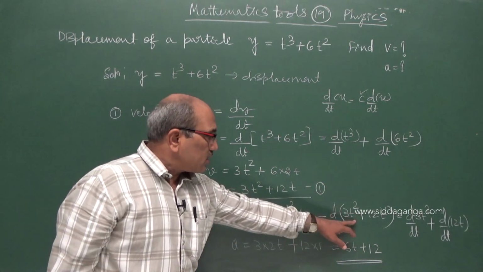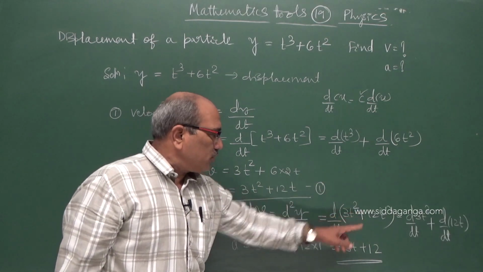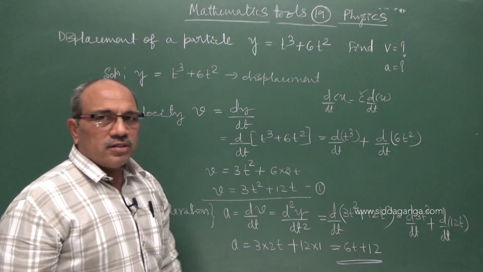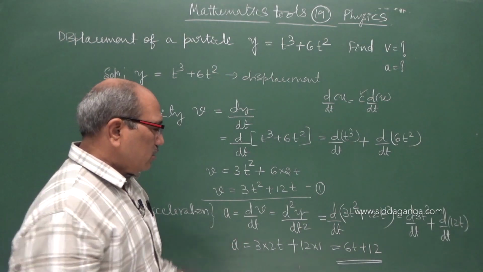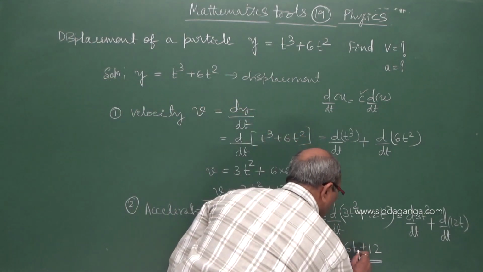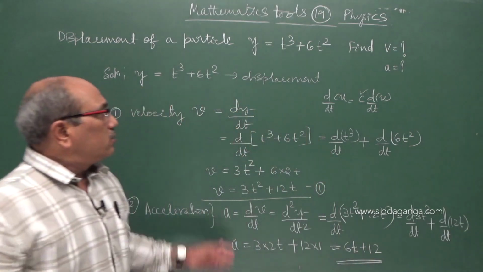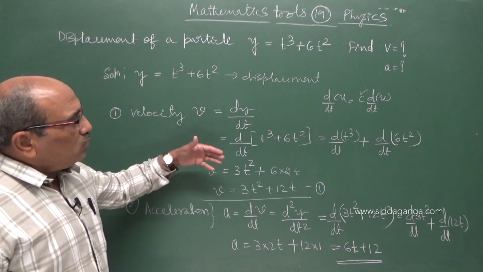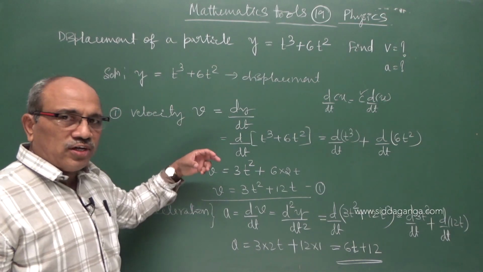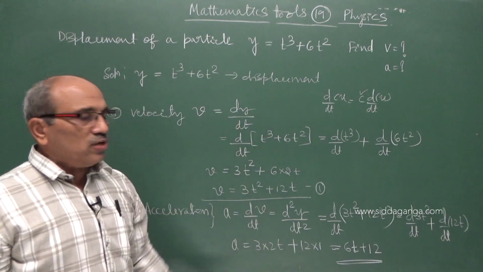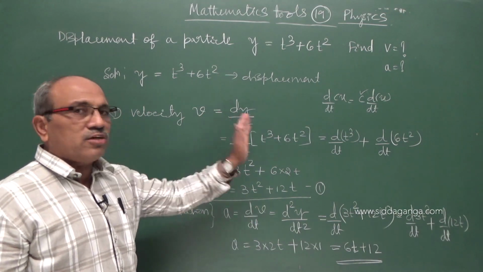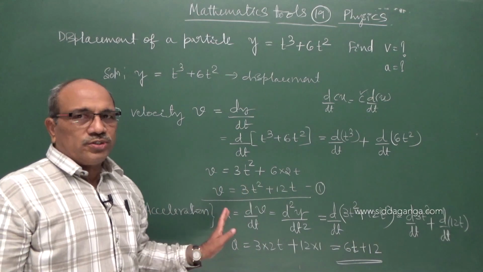We use the same 3t square plus 12t, and 3 into 2 is 6t, plus 12 is the answer: 6t plus 12. So I hope you have followed. Let us go to the next problem. If you have not understood, carefully observe, because the following formulas are more important. Given what, under that formula, how this equation is modified, you have to see it carefully.